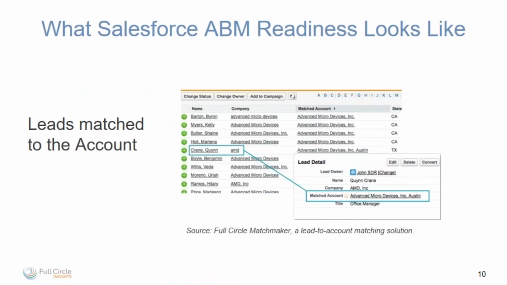Now, what does Salesforce ABM readiness actually look like if you connect the dots? We've got a screenshot right here. Firstly, your leads are actually matched to the account. You see this Quinn Crane person here highlighted, working for AMD, should be matched to the account. And you can see AMD spelled in different ways, as this example shows.